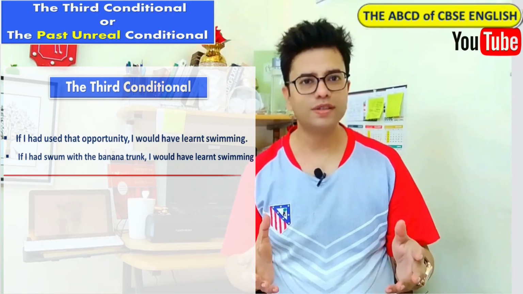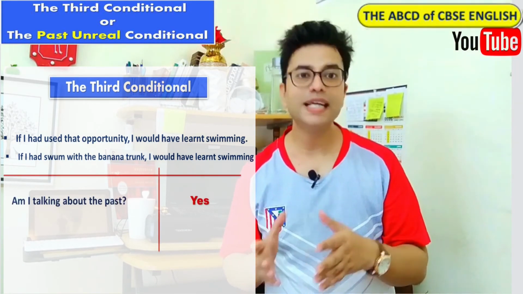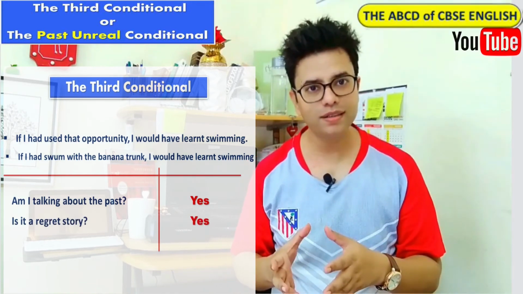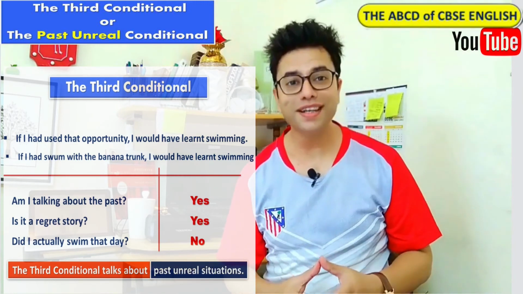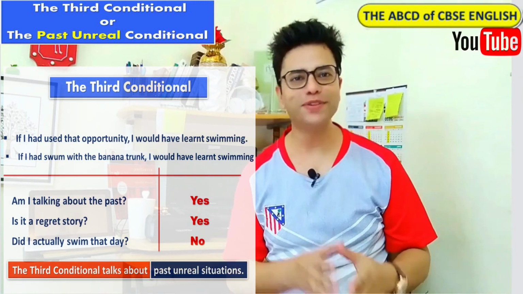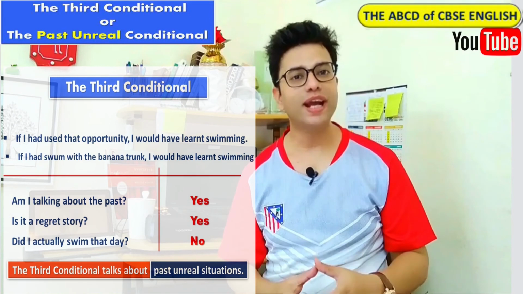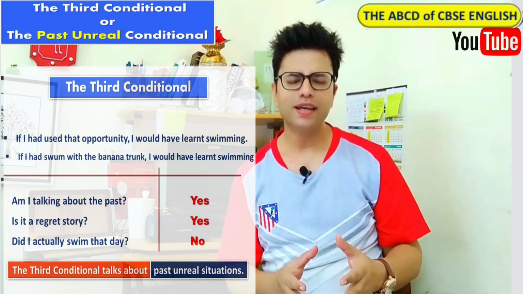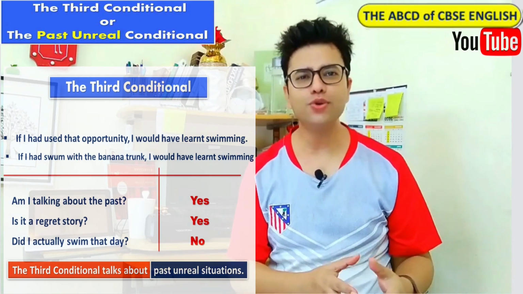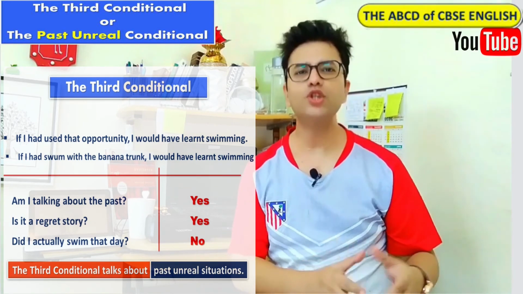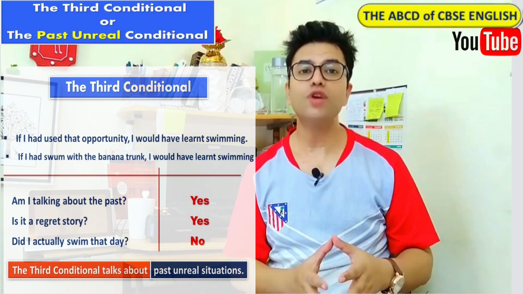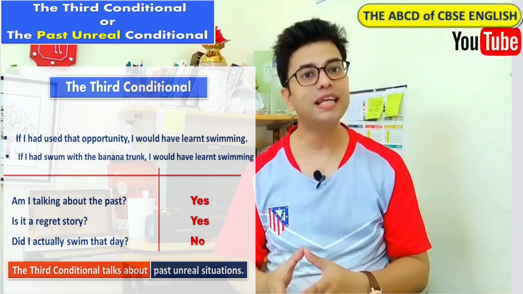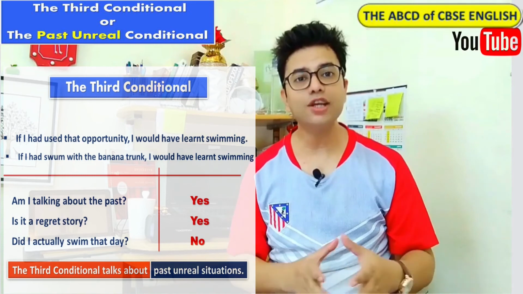Let's ask these questions. Am I talking about the past? Yes. Am I regretting? Yes. Did I actually swim that day? No. So third conditional sentences are used to talk about past situations which were unreal. Usually, third conditional sentences are used to talk about past situations which we regret. Some other examples could be, if I had known about NASA, I would have studied engineering. If I had seen you at the party, I would have called you.